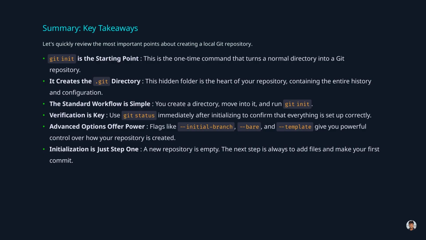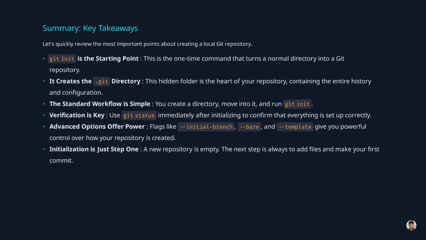Let's quickly summarize the key takeaways from this video. First, the git init command is the essential starting point for any new project you want to track with Git. This command's main job is to create the hidden .git directory, which is the brain of your entire repository. The standard workflow is incredibly simple. You just create a folder, move into it, and run the command.